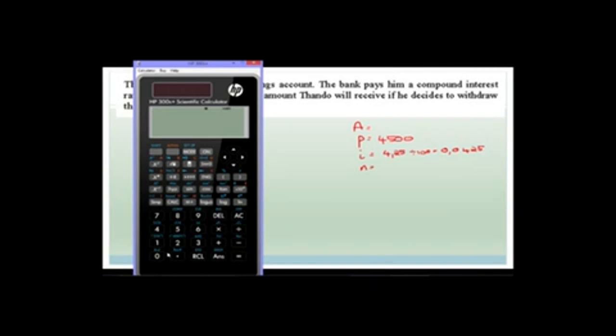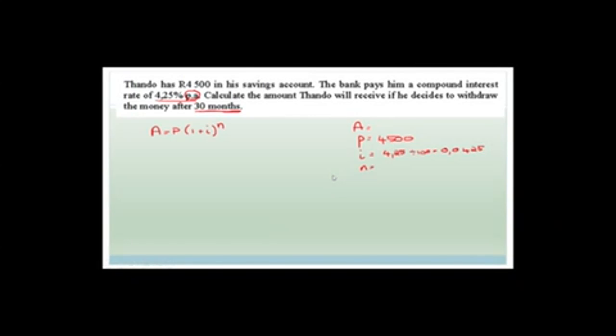So we've got 30 divided by 12 equals, why won't it equal? There we go. 5/2, which is 2.5 years. So we're going to make this n 2.5 years. Okay. So now let's substitute this into this equation.